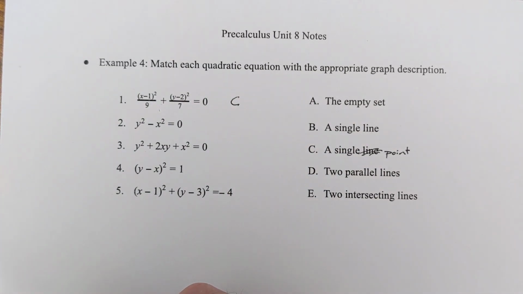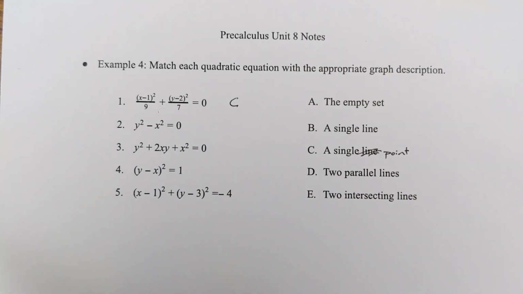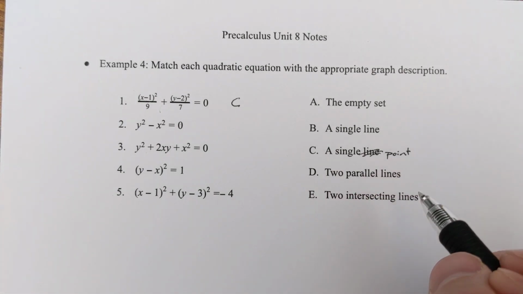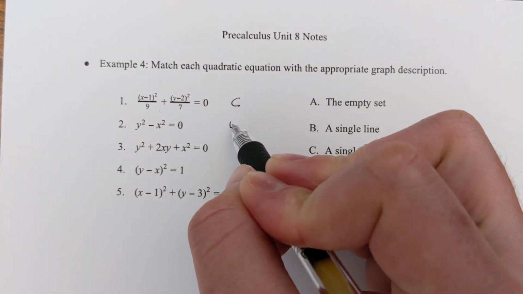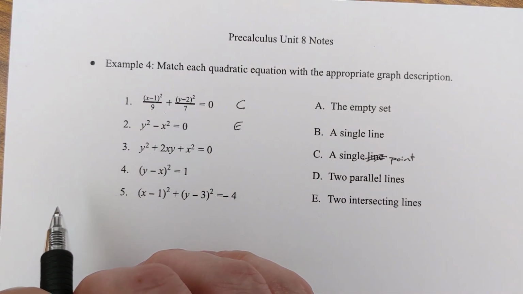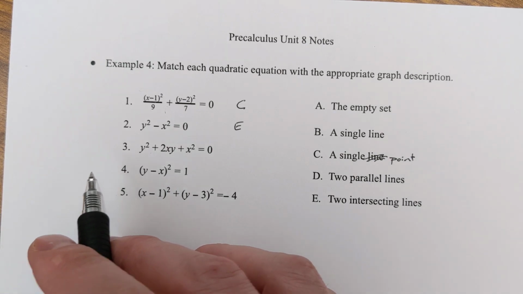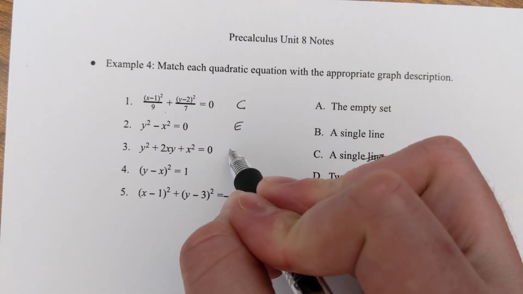Number 2, once again, we've got a 0 over here where we should have a 1. So this would collapse to 2 intersecting lines. So this would be E. Number 3, if we do the discriminant test, would be a parabola, but it doesn't factor correctly. So the only solution is the line y equals negative x. So this would collapse to a single line.